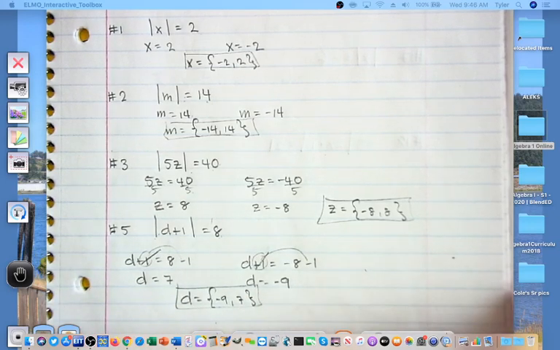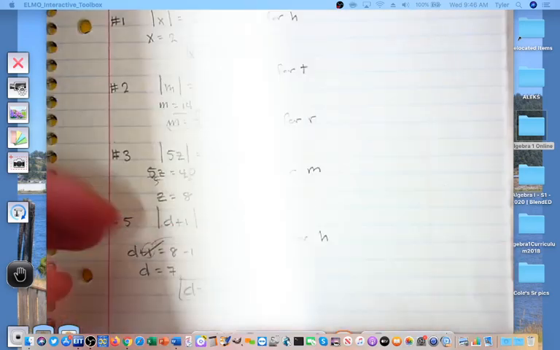Let's turn the page and look at some more complicated examples that they've given you.